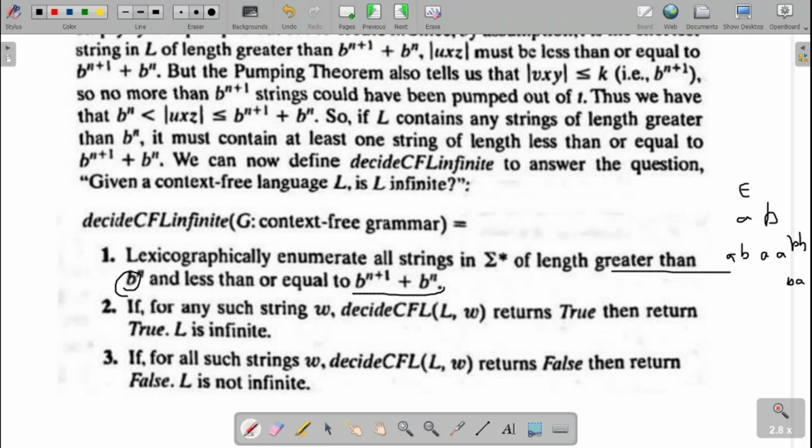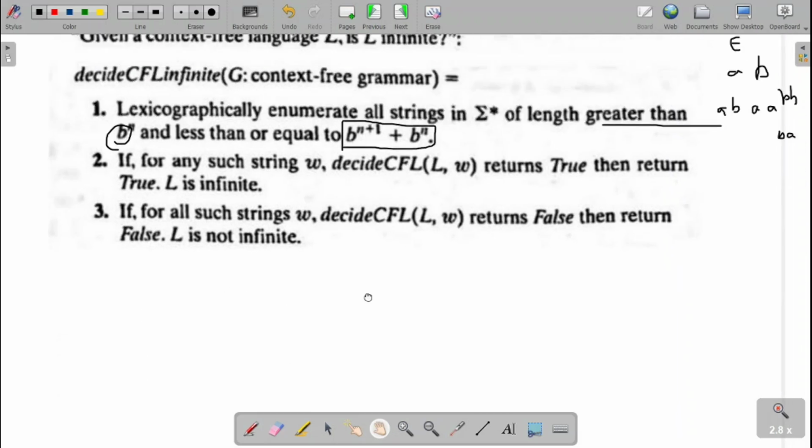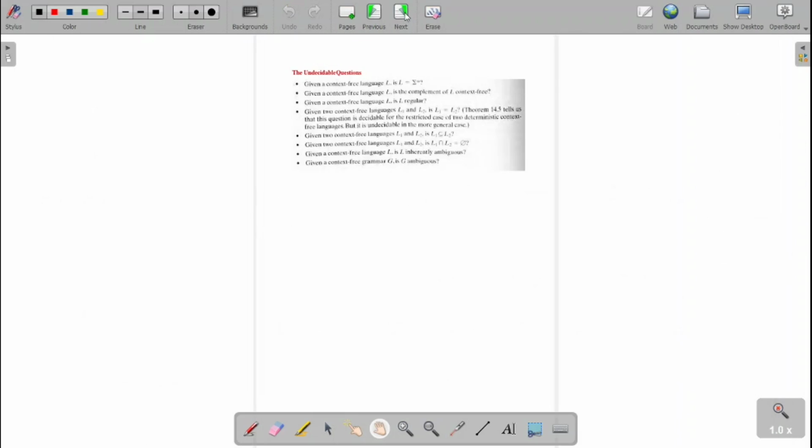So what will it be? It will be less than or equal to b^(n+1) + b^n, where b^(n+1) is the next combination and b^n is the previous combination. So that is the total: the strings starting from 0 till b^(n+1). If that is the case, then we say that the CFL is infinite. If for any such string w, decide CFL returns true, then it is said to be infinite, or else it is not infinite, meaning it is a finite language. So here we are using the pumping lemma to prove whether the language is finite or infinite.